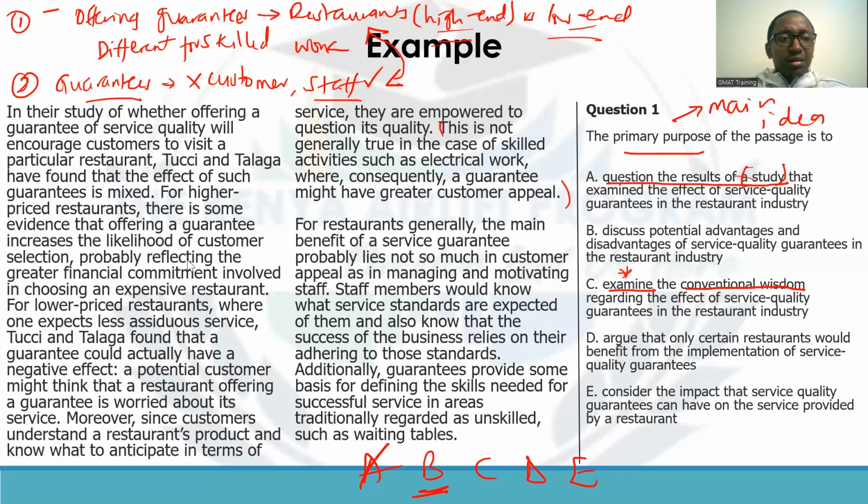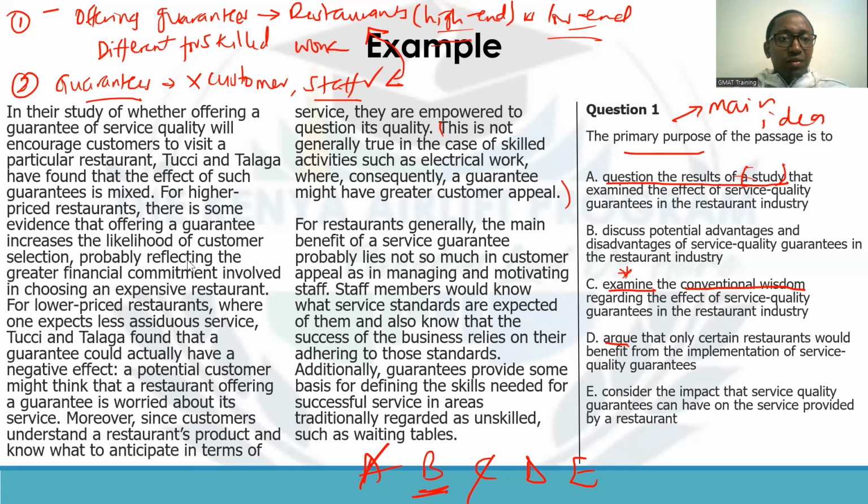There's nowhere that the author says that this is the norm or this is what actually happens. They just give views on how these service guarantees affect the restaurant industry. So for that reason, C is not really the main purpose of the passage. D, argue that only certain restaurants will benefit from the implementation of service quality guarantees.